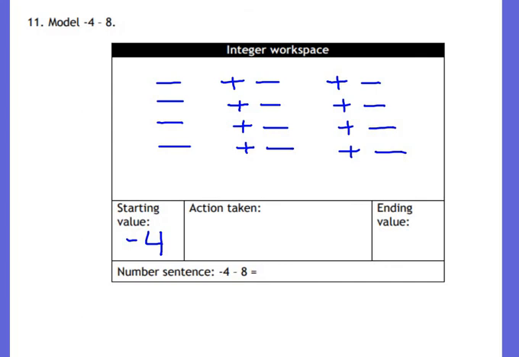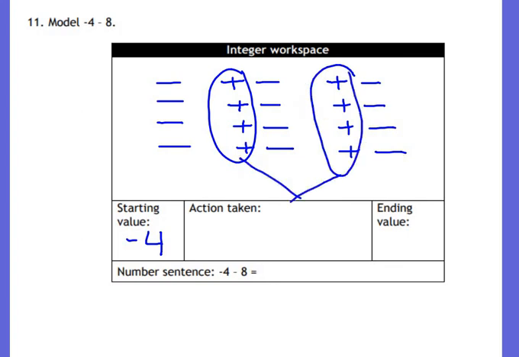Non-calculator section. Now do I have 8 chips to take away? Yes. So 8 positives get taken away. What is left? Negative 12.